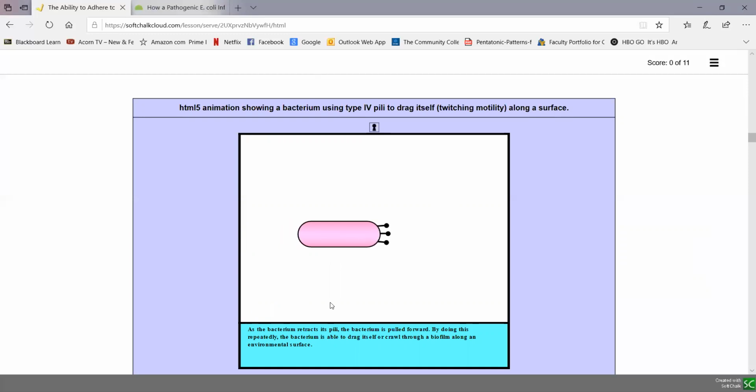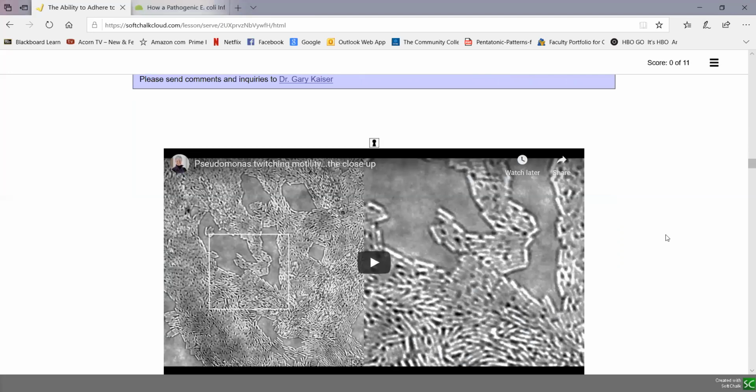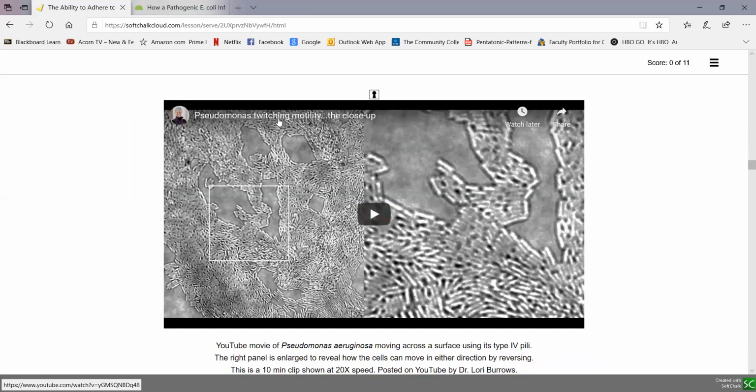And then it makes new pili, and they extend, and they attach, and then they retract, and it keeps dragging the bacterium along the surface so it can spread out over the cellular surface and find more places to attach. And this is a movie we saw showing the twitching motility of Pseudomonas.